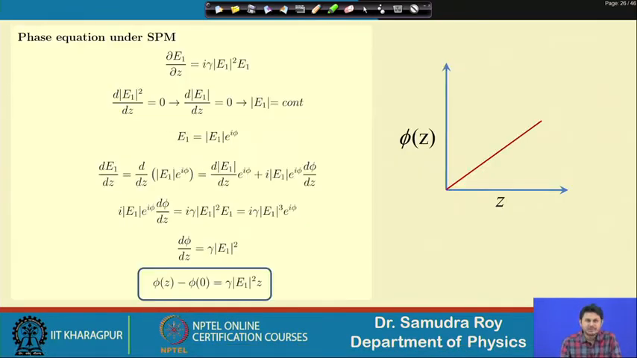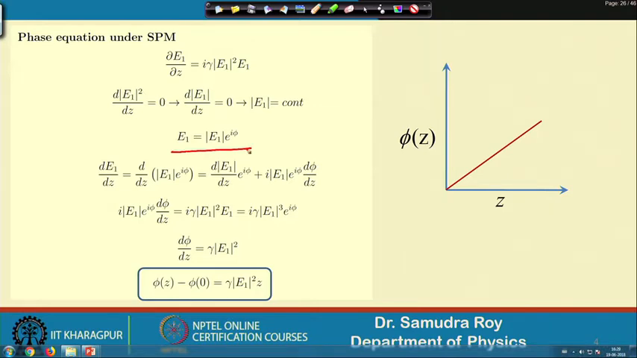Well, amplitude is now conserved. Once the amplitude is conserved, as I mentioned in the previous slide, E1 can be represented as mod of E1 e to the power i phi. So, now if I represent this E in amplitude and phase terms, and then take a derivative of that, we will have dE1/dz e to the power i phi, plus i E1 e to the power i phi d phi/dz.